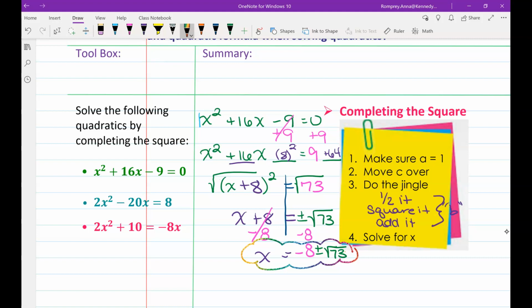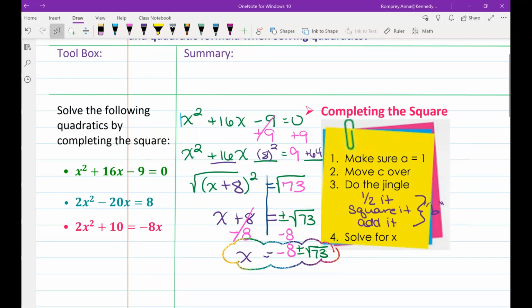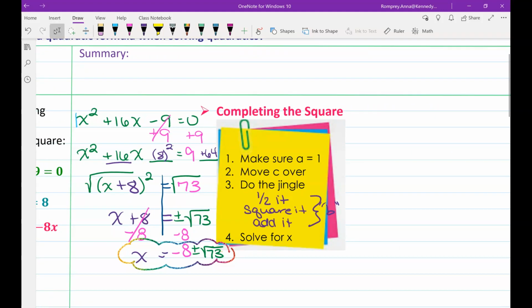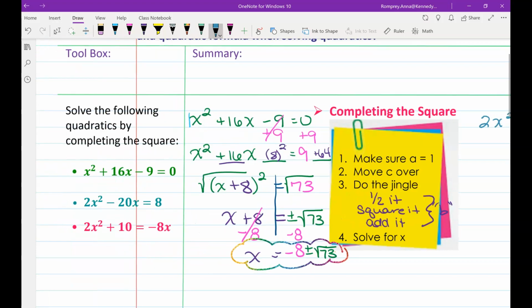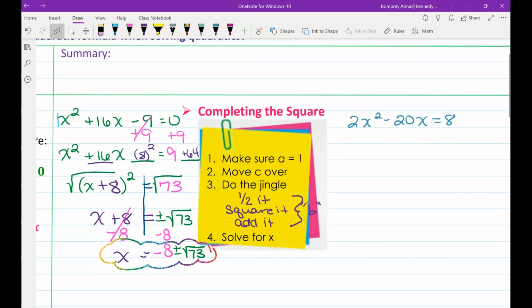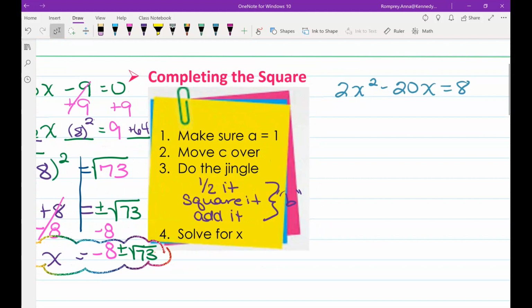All right, I know that was a lot of new information, so let's go ahead and try another one. Our next quadratic is 2x squared minus 20x equals 8. So 2x squared minus 20x equals 8. Okay, did I write it down right? Yes. All right, so let's follow the steps.